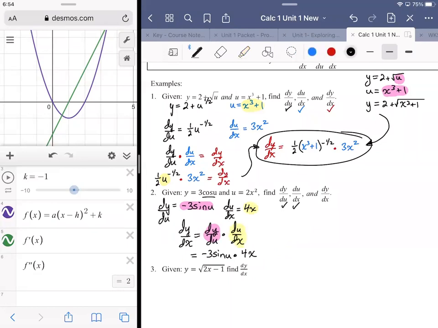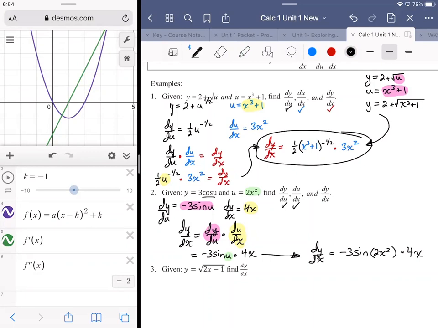And then the only thing that remains to do is swap out that u for what we know it's equivalent to. They told us that right in the open. They said u is equal to 2x squared. So my dy dx would be equal to negative 3 sine 2x squared times 4x.